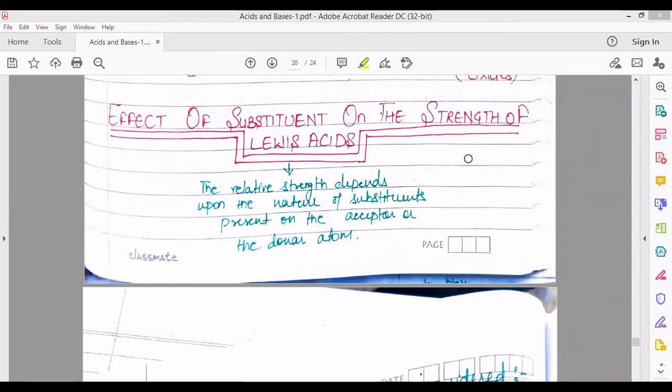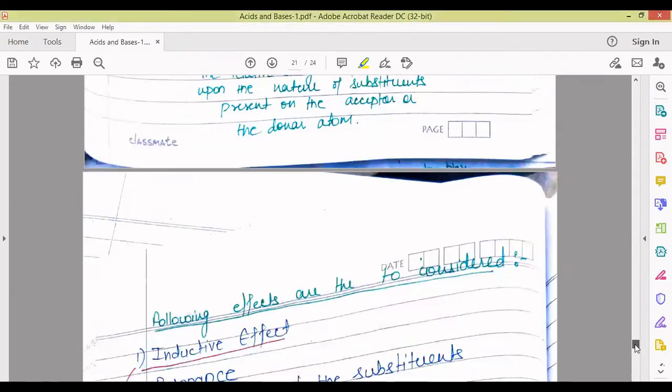So in this video, we'll be studying the effect of substituents on the strength of Lewis acids and Lewis bases. How the substituents are going to affect the acidic and basic character of Lewis acids. The relative strength of Lewis acids and bases depends upon the nature of the substituents present on the acceptor as well as the donor atoms, respectively for acids and bases.